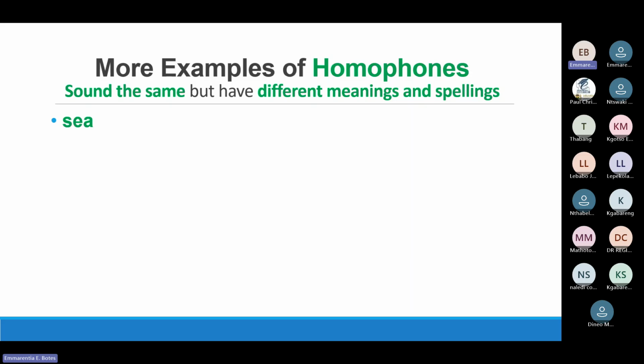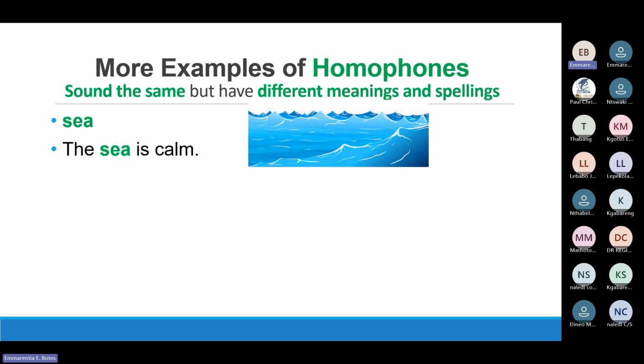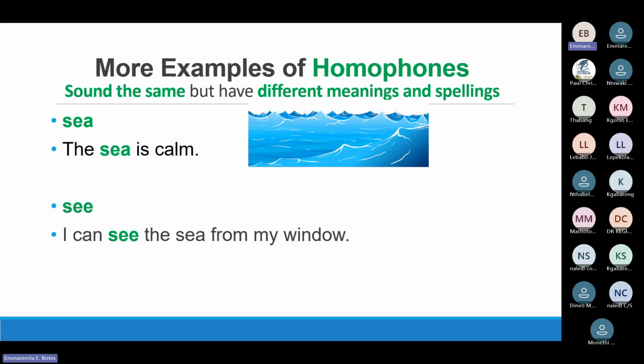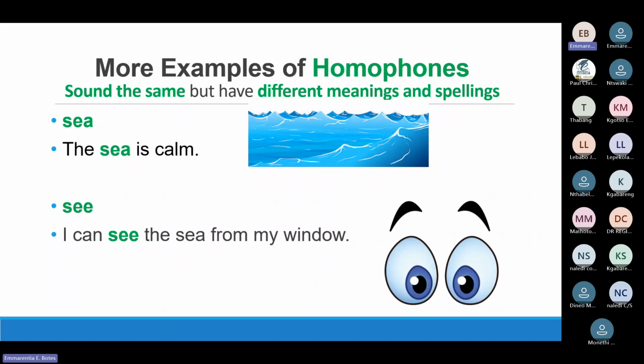Then this one, "sea": the sea is calm. So we get that picture in our mind of a calm sea. But the "see", this is something that I can see. So if we have this sentence, "I can see the sea from my window," we hear that both of them sound exactly the same, but they have different spellings. And when we read the sentence, "I can see the sea from my window," the two different meanings are very clear to us then. So that's also more examples of homophones.